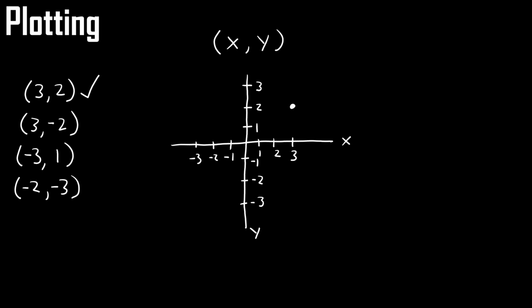For the second point, we're going to go right 3 and down -2. So right here. So this point has been plotted. Next, we have -3, 1. So to the left, -3 and up 1. So this point has been plotted. And finally, -2, -3. So we're going to go left -2 and down -3, which is right here. And that is our last point.